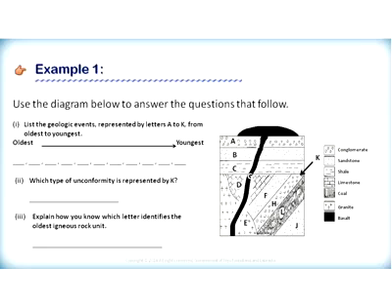Let's have a look at a sample public exam question. Use the diagram below to answer the questions that follow. Part 1. List the geologic events represented by letters A to K, from oldest to youngest.